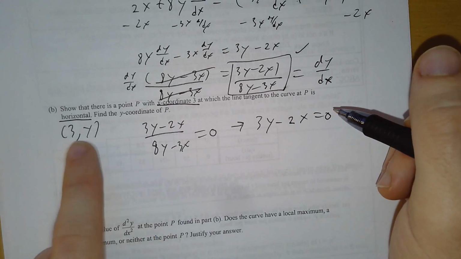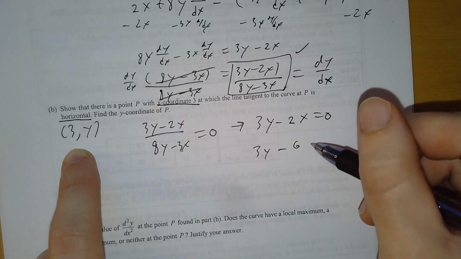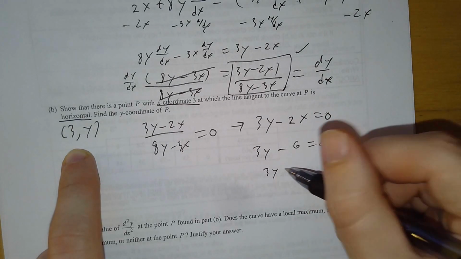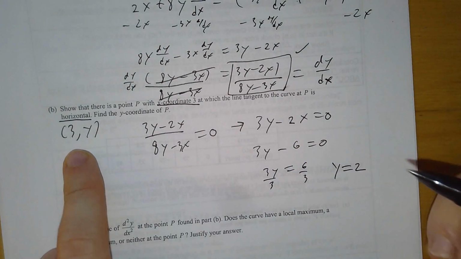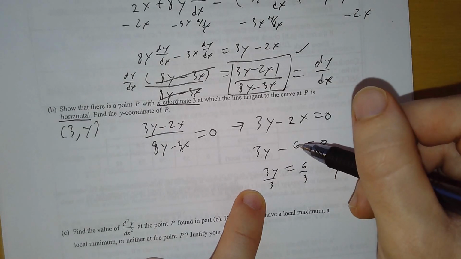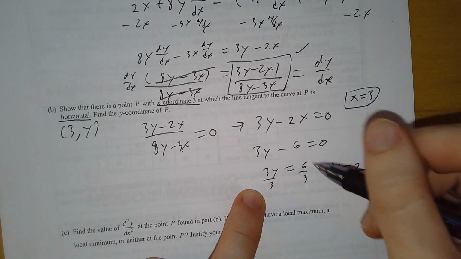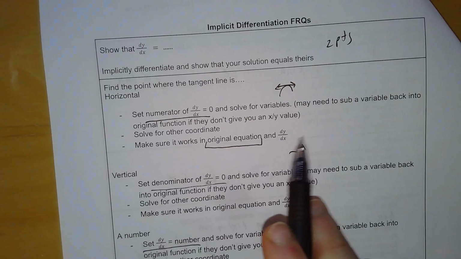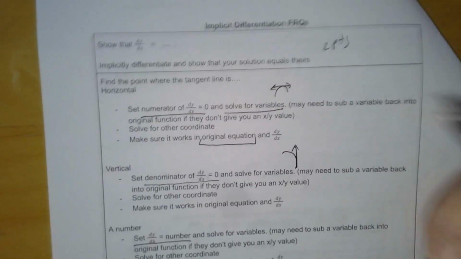And then, since it gave me that the x was 3, I'm going to say 3y minus 6 equals 0. 3y equals 6, divide by 3, y equals 2. Okay? When I put in 3 into this, that is what I did here. 3 times 2 is 6. What I'm doing here is x equals 3, and I plugged it in, and then I solve for y. That's this step that I was talking about here, where you set it equal to 0 and solve for the variables. That's what we just did. We solved for the variables.